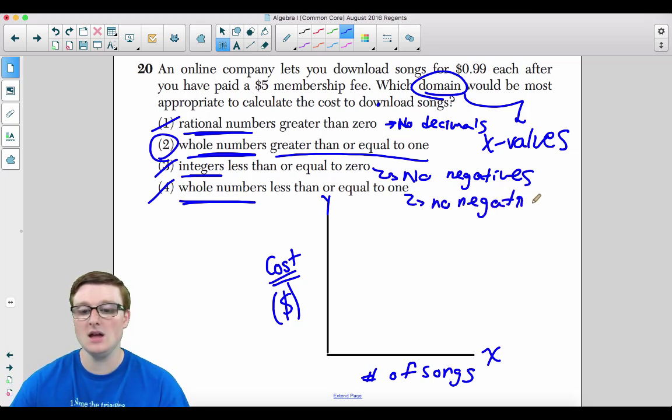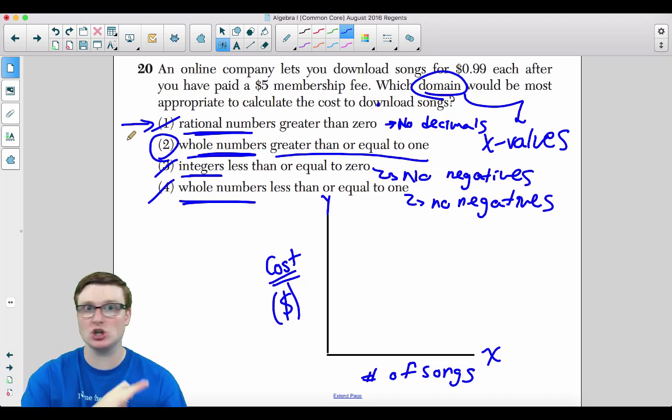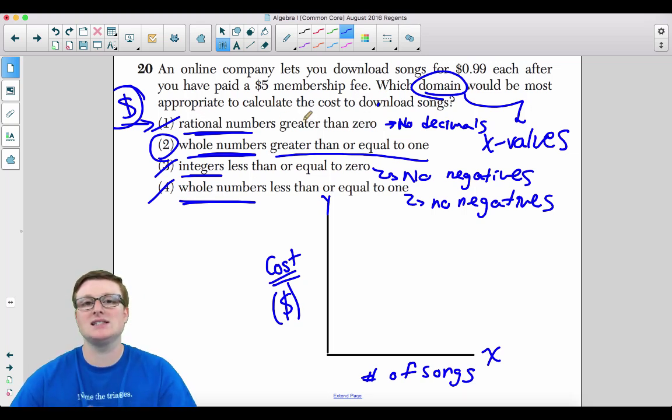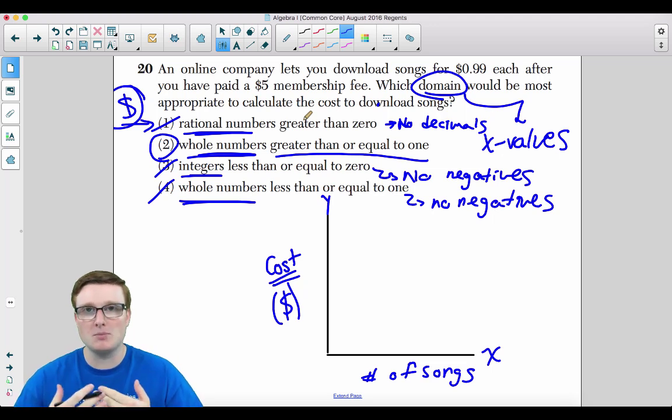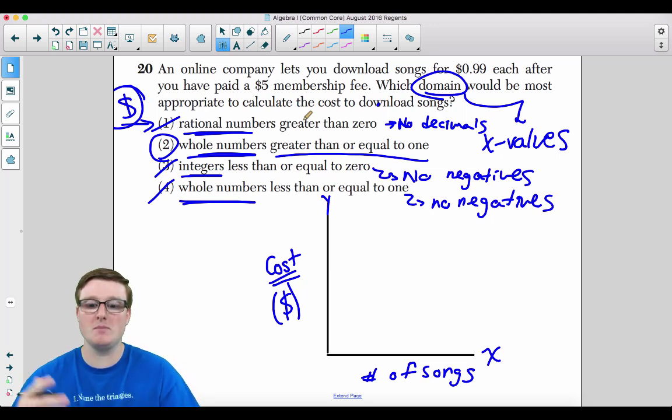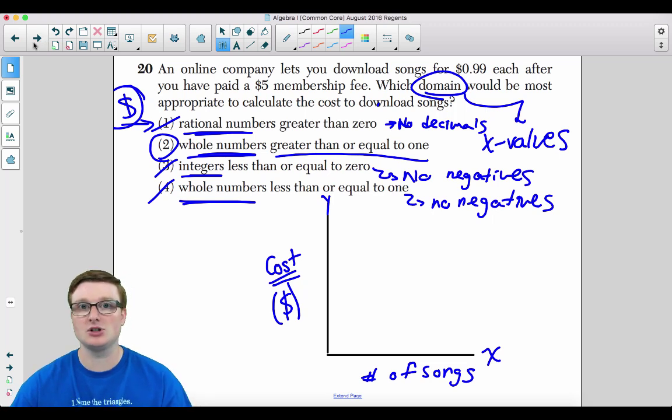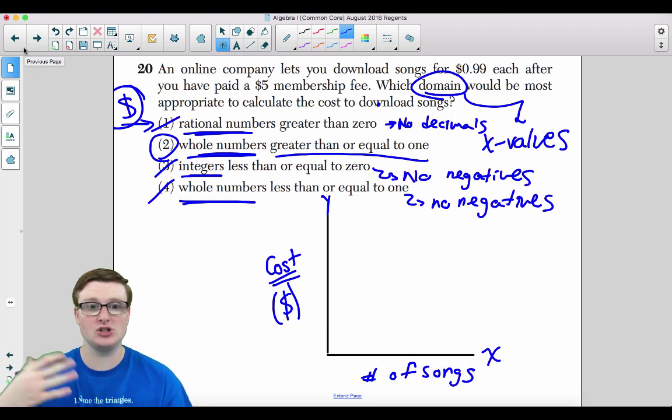So I will tell you this. Choice 2 is a correct answer, but if you picked choice 1, which was actually the trick answer in this whole question, you were thinking of money. They're not asking you for money. They're asking you for the number of songs. The cost is your y function. Rational numbers greater than 0, yeah, because it's a decimal, so money can be decimals, like cents and quarters and nickels and dimes. Those are rational numbers, but it's asking you for the appropriate domain for the number of songs downloaded. Domain is the number of songs. All right, so that's going to be choice 2 for number 20.